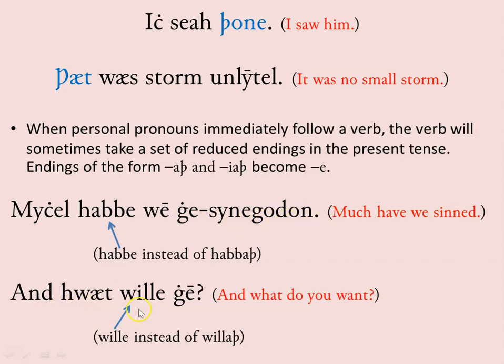All right. And what willa ye. And hawat willa ye. Willa instead of willath. And what do you want? Instead of saying and what willeth ye, we would say and what willa ye. And what do you want? They're just a set of reduced endings that became habit. No particular reason other than that.